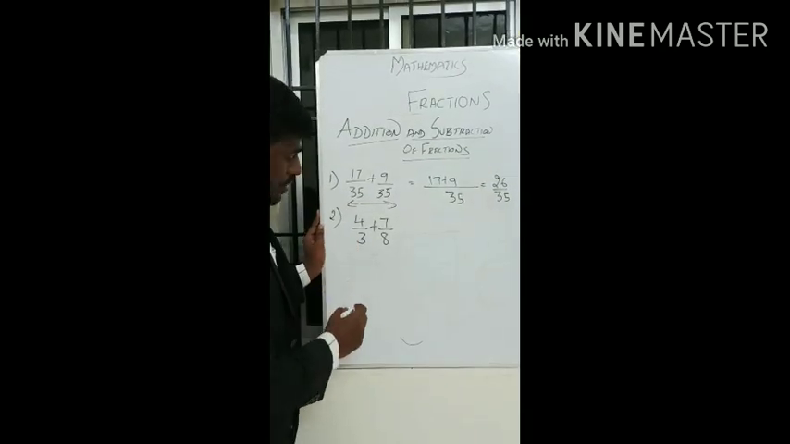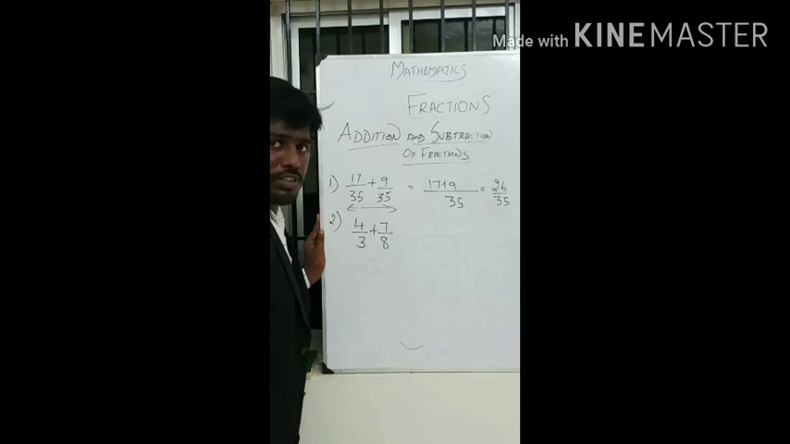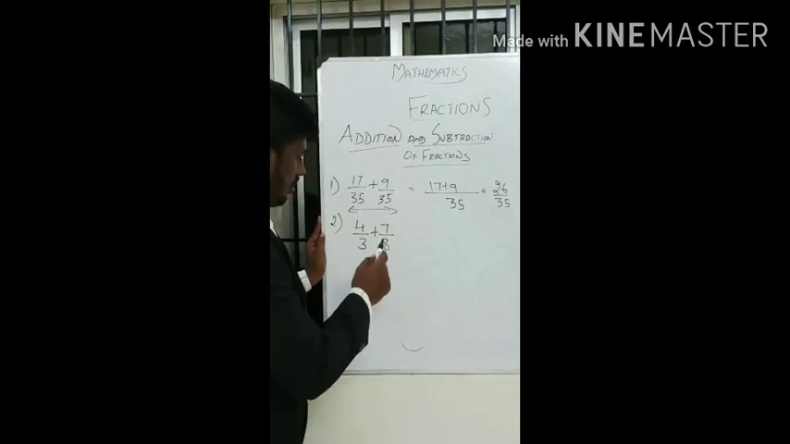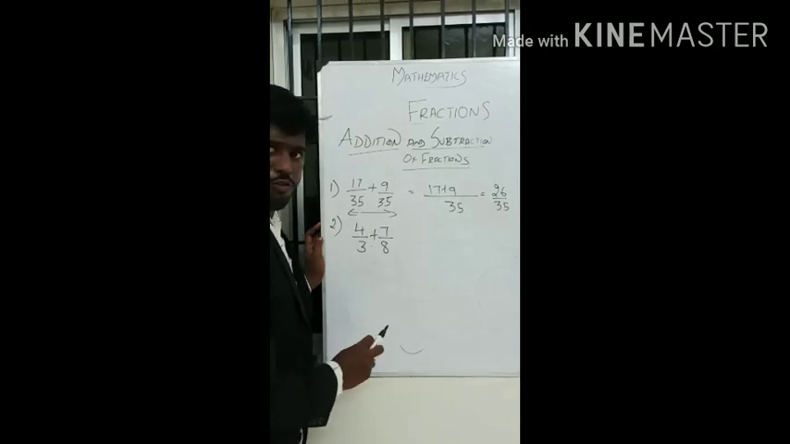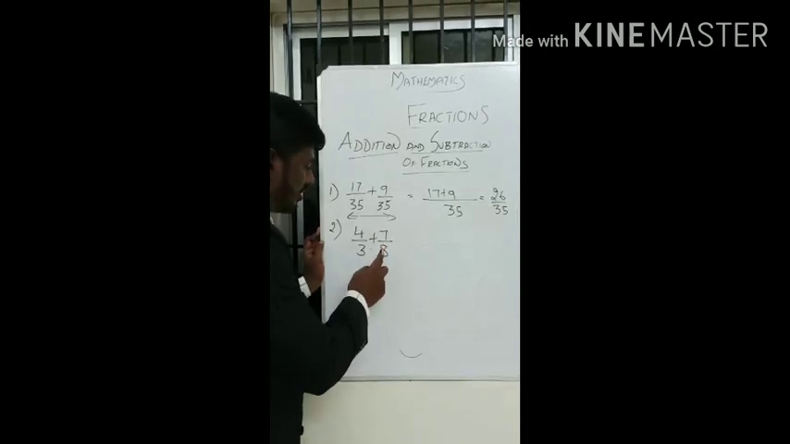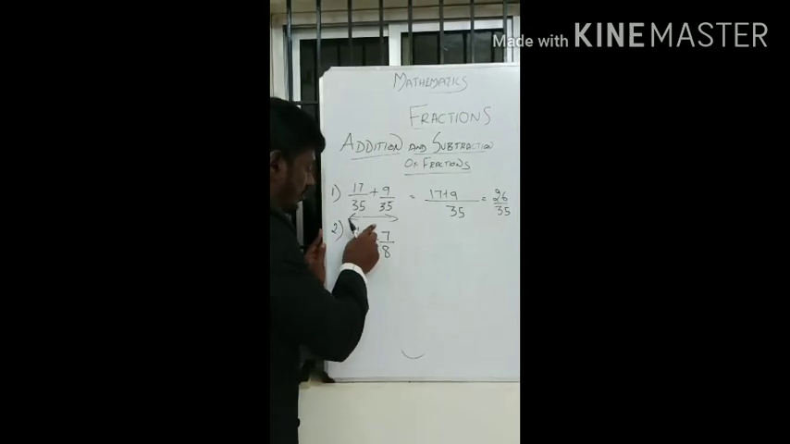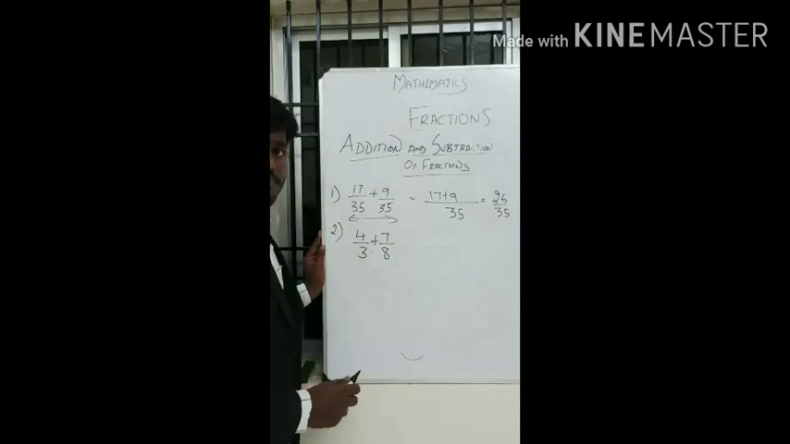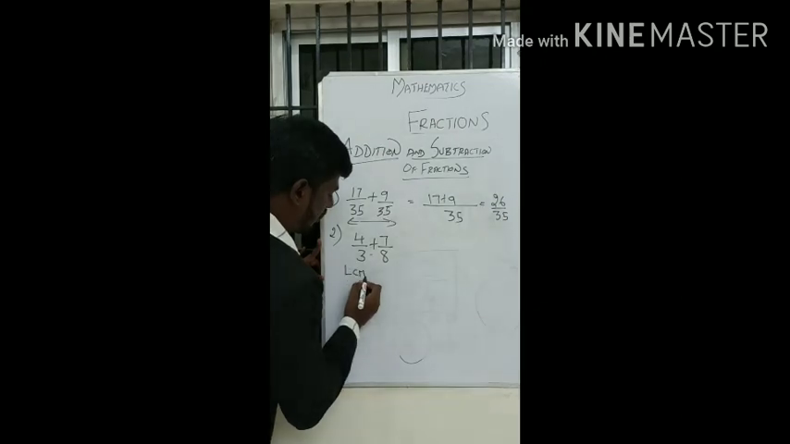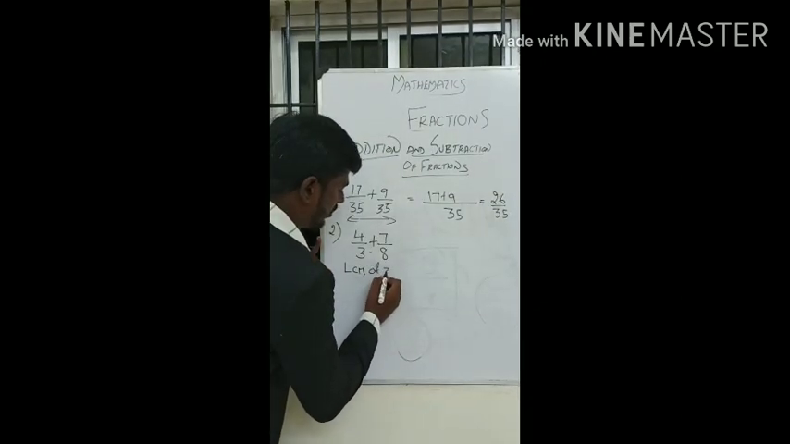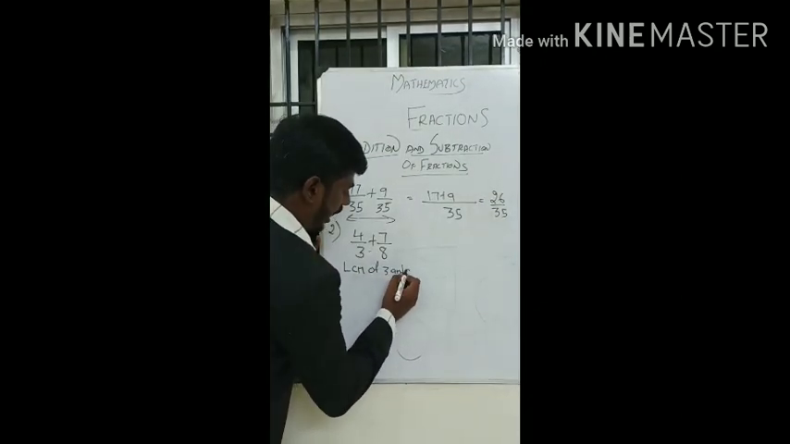So second question, 4 by 3 plus 7 by 8. So both are what? Unlike fraction. Why? The denominators are different. So to add this, first of all I want to make these two fractions into a like fraction. How, sir? We have to take the LCM of 3 and 8.